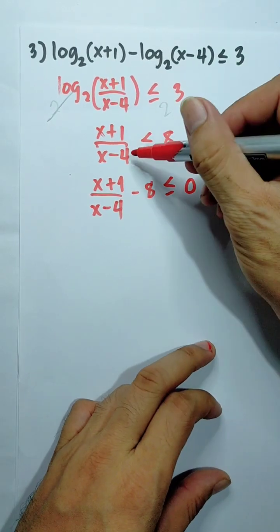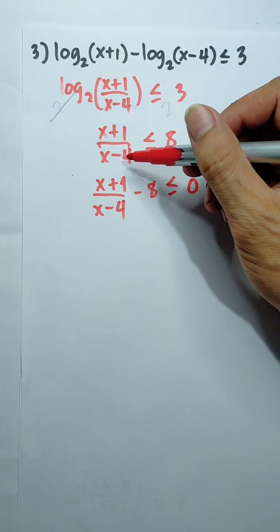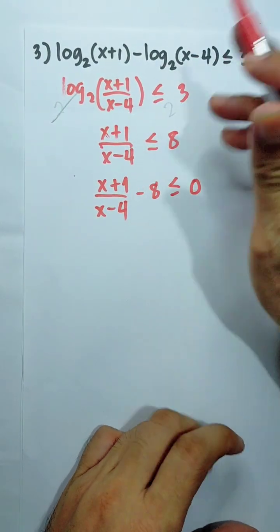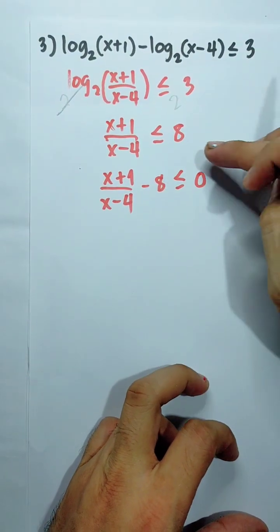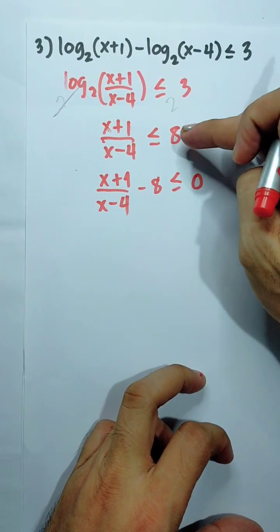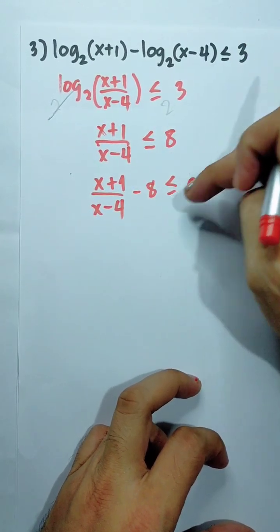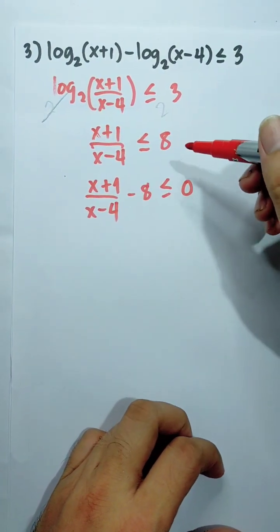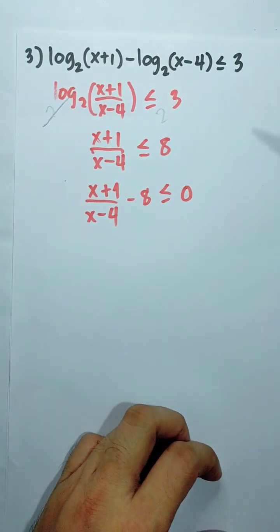Now remember, we cannot cross multiply this because we have a variable here. We don't know if our x is positive or negative, so it can change the inequality. So we need to be consistent with our inequality, so we only subtract 8 from both sides this time, because subtraction or addition on both sides cannot affect the inequality.